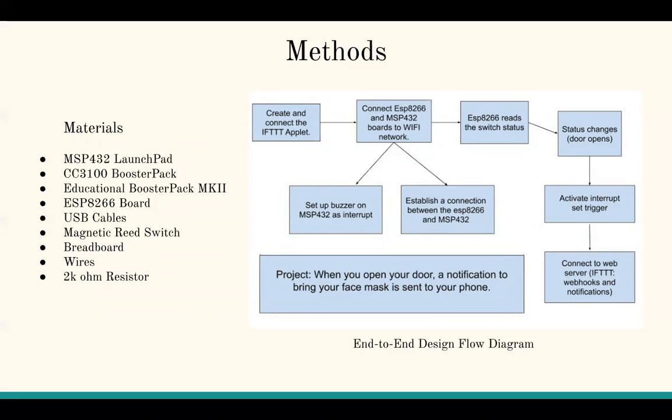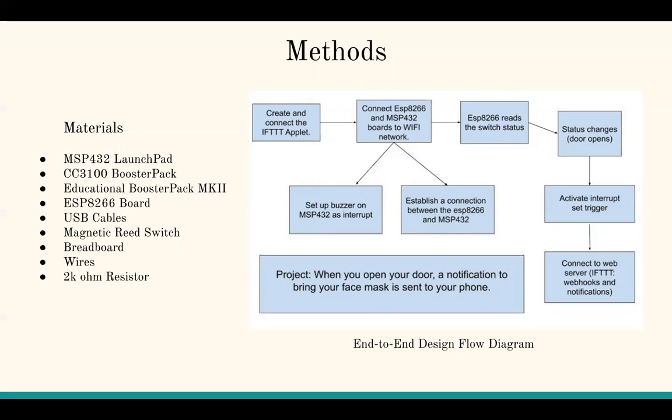Our first step in the flow diagram was to create and connect the IFTTT applet, which will serve to ultimately send the notifications to our phones. The next step is to upload the code to the ESP board that will connect to the Wi-Fi network, and then set the buzzer as an interrupt on the MSP432 and establish a connection between both of them using the MSP IP address.